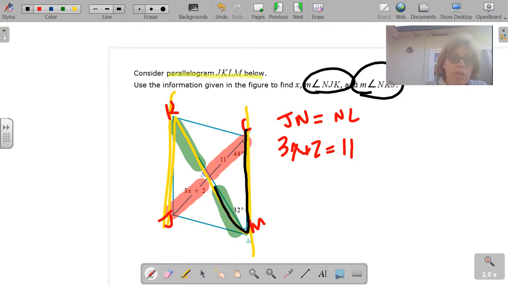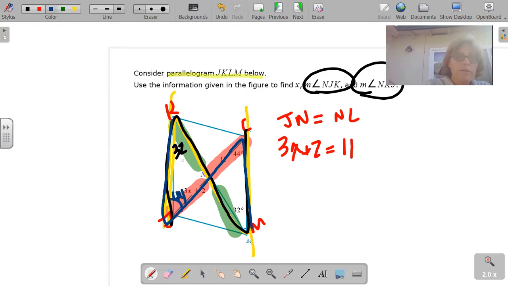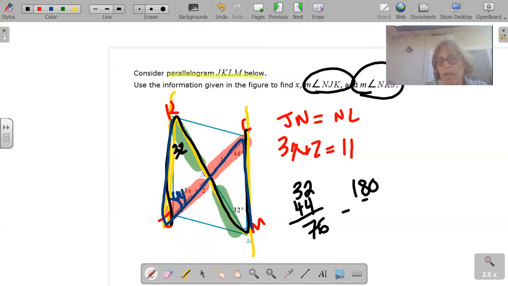So I have armpits of the Z going this way, so if that's 32, this is 32. I have armpits of the Z going this way. So if that's 44, this is 44. I'm going to add 32 and 44, and I get 76. 180 minus 76 means this is 104. That would make this 76. This is 104. And this is 76.